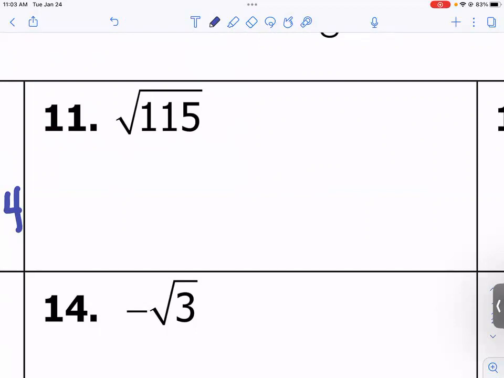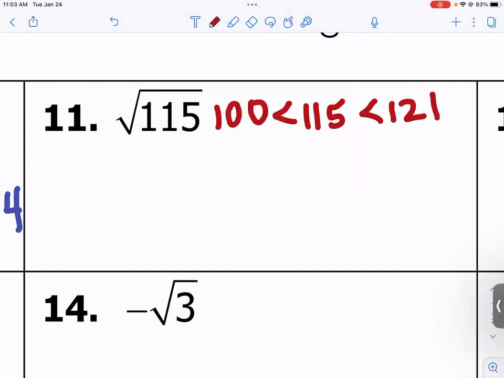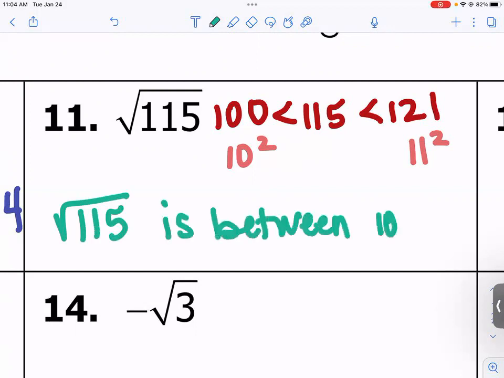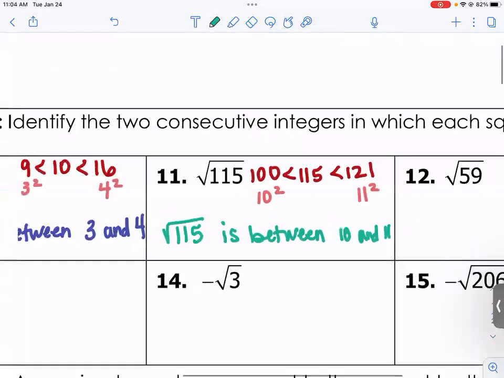Okay, so you're throwing out 10 and you're throwing out 11, right? Okay, so 115 is smaller than 121, but it's bigger than 100. Do you agree with that statement? Well, we know that 100 is 10 squared and 121 is 11 squared. So Brady, what does that mean about the square root of 115? I love it. Love it. Okay.